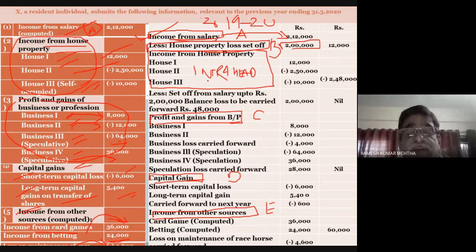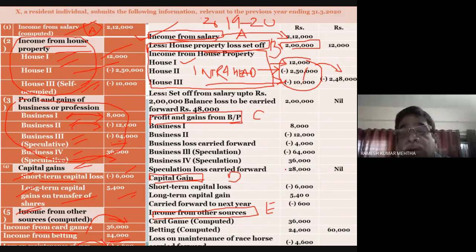By virtue of set off and carry forward of losses, please look: house number one has made a profit of 12,000. House number two has made a loss of 2,50,000. House number three has a loss of 10,000 rupees. If you add them together, you will find that there is a loss of 2,48,000 from house property income.